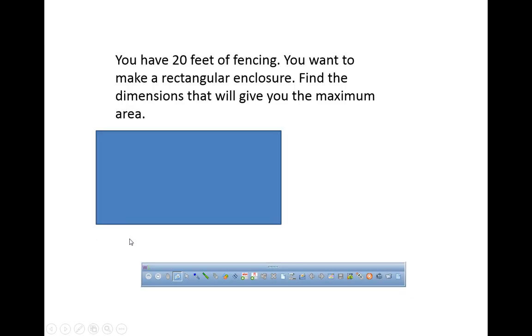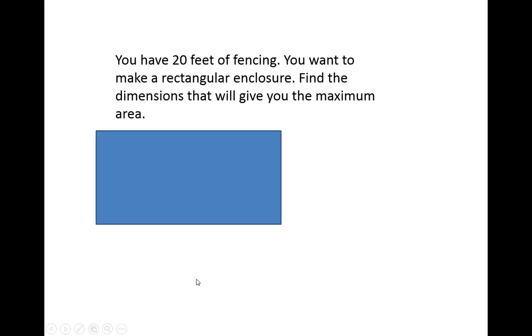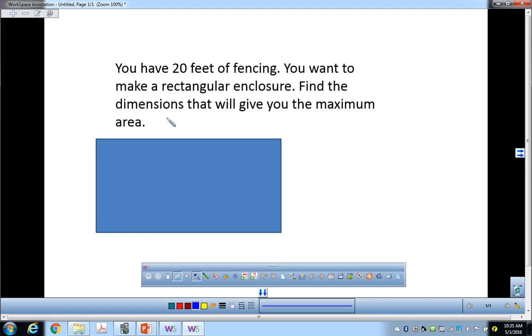Introduction to limits. Here we go. You have 20 feet of fence. You want to make a rectangular enclosure. Find the dimensions that will give you the maximum area. You don't have to write this down, but this is kind of an intro to how they introduce this section. So if I wanted to find out how they maximize the area, you would call this the length and this the width. And if I want to maximize the area, what's the area? Length times width, right?